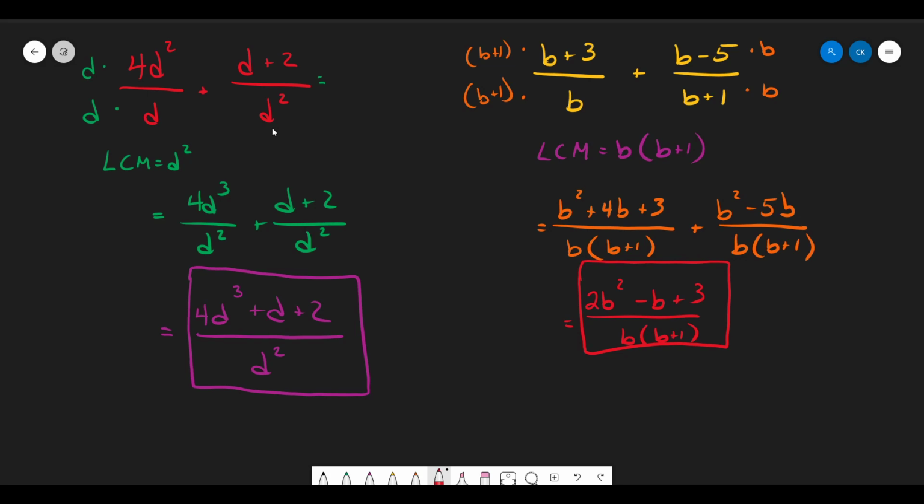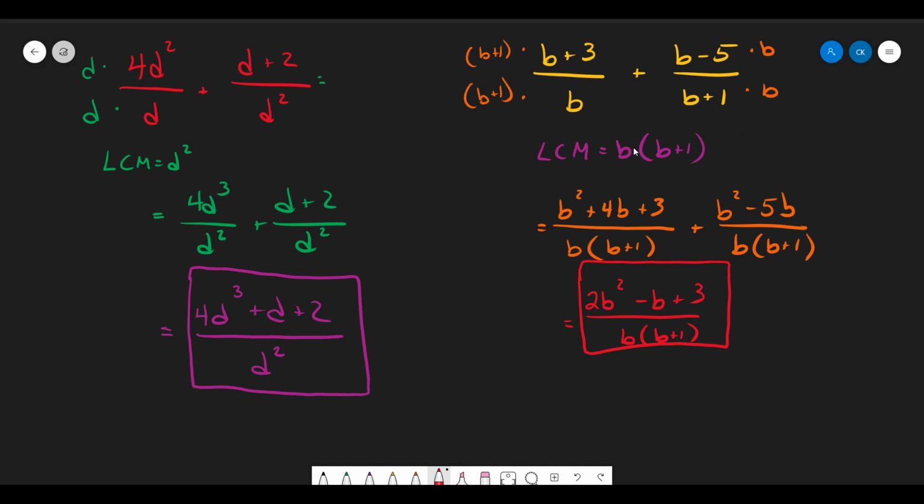D times 4d squared will give us 4d to the third. D times d will be d squared. The second one you don't need to multiply anything by because we already have the LCM in the denominator. So now we're left with 4d to the third over d squared plus d plus 2 over d squared. Same denominator, that's my denominator in the answer. I add numerators. 4d to the third can't combine with anything, so it's 4d to the third, plus d plus 2, and I can't simplify the numerator either, so this is my final answer.